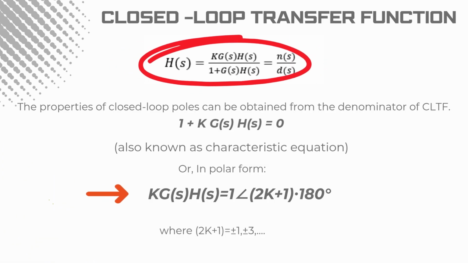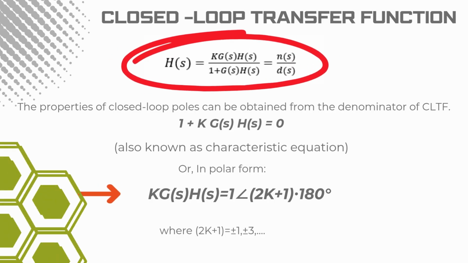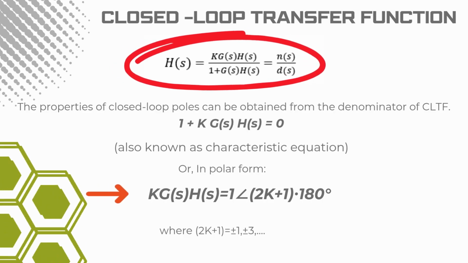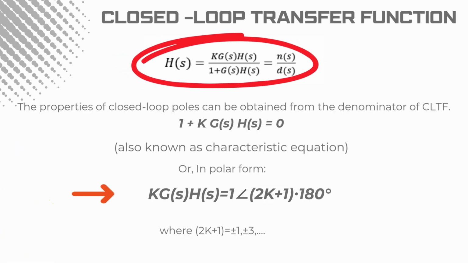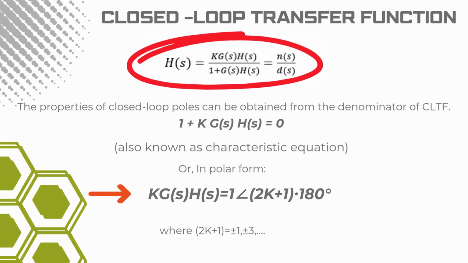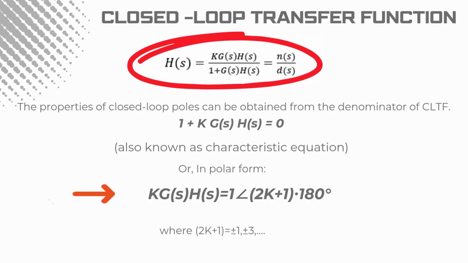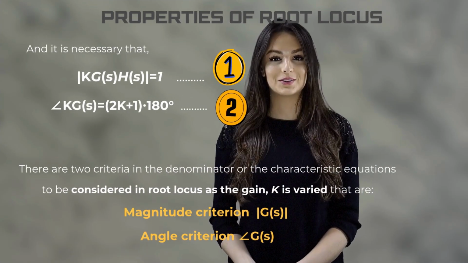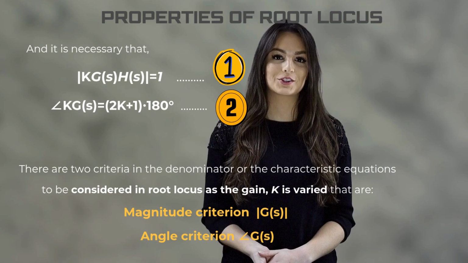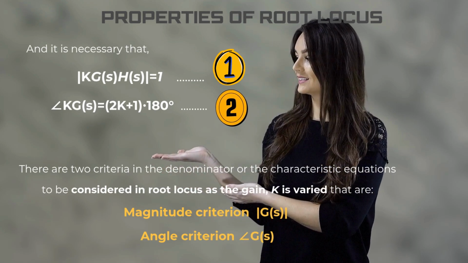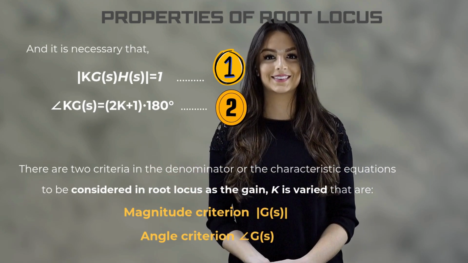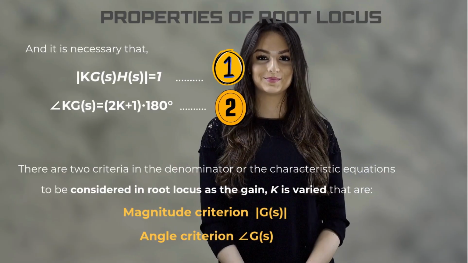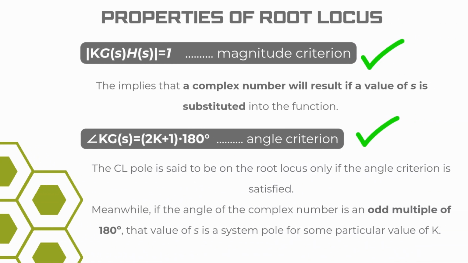Now, to understand this equation in the frequency domain, especially for stability analysis, we often express it in polar form. This form emphasizes that for a point on the Nyquist plot to satisfy the characteristic equation, its magnitude must be 1, and its phase angle must be an odd multiple of 180 degrees. To understand where the closed-loop poles of a system will lie as the gain K varies, we need to satisfy two key conditions. Number 1 is the magnitude criterion, and number 2 is the angle criterion. So, what do these criteria mean?